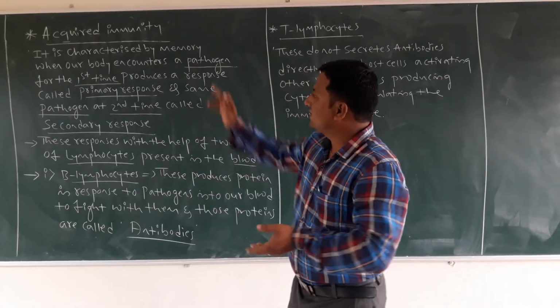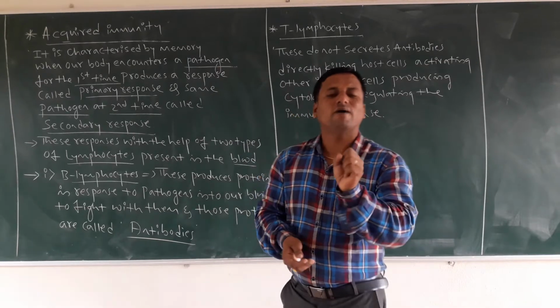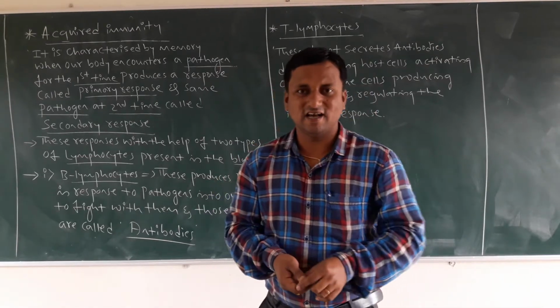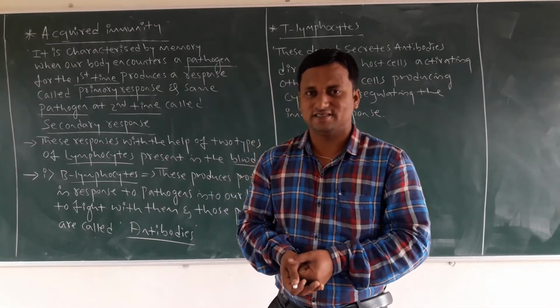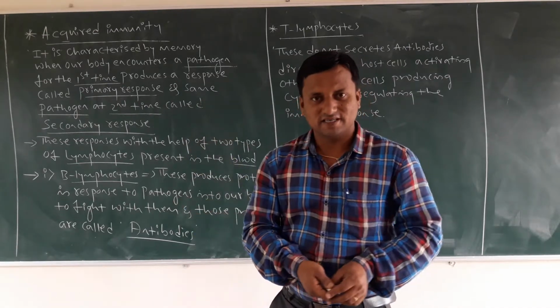Then, they have given one statement for acquired immunity. How do we take the immunities? What is the first statement they have given?